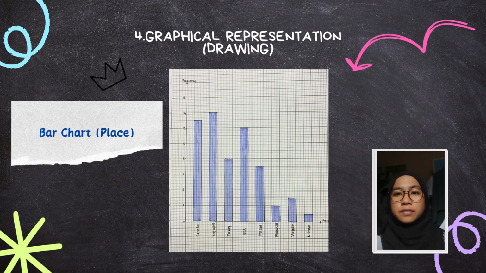Okay, look at graph part C. Y refers to frequency and X refers to price. Canada, we got 13 frequency. Singapore, we got 14 frequency. Turkey, we got 8 frequency. USA, we got 12 frequency. Ireland, we got 7 frequency. And Malaysia, we got 2 frequency. Vietnam, we got 3 frequency. And Britain, we got 1 frequency.